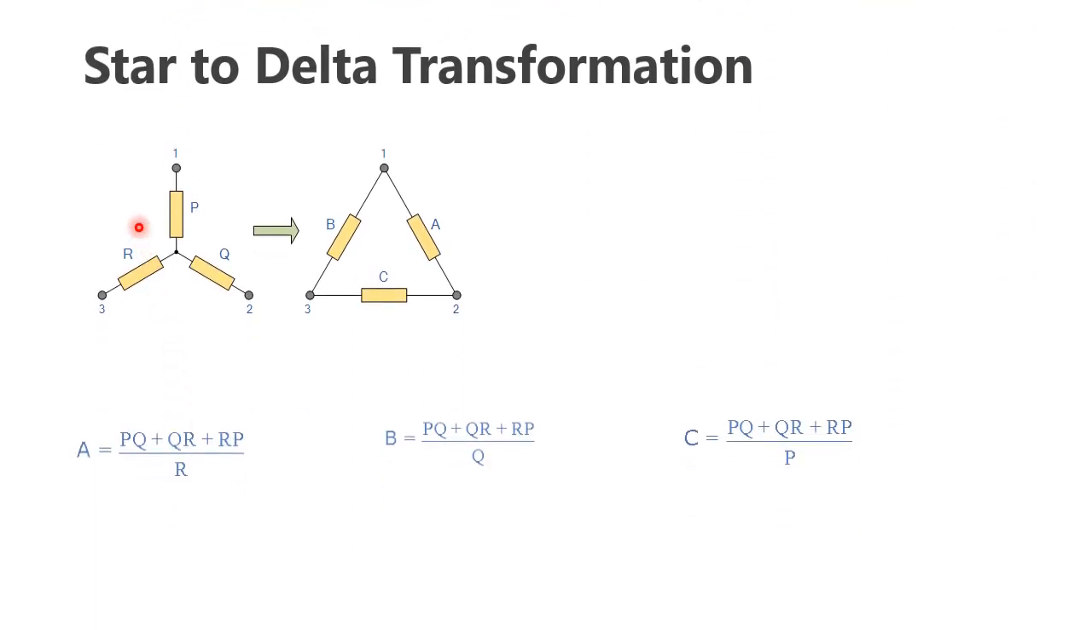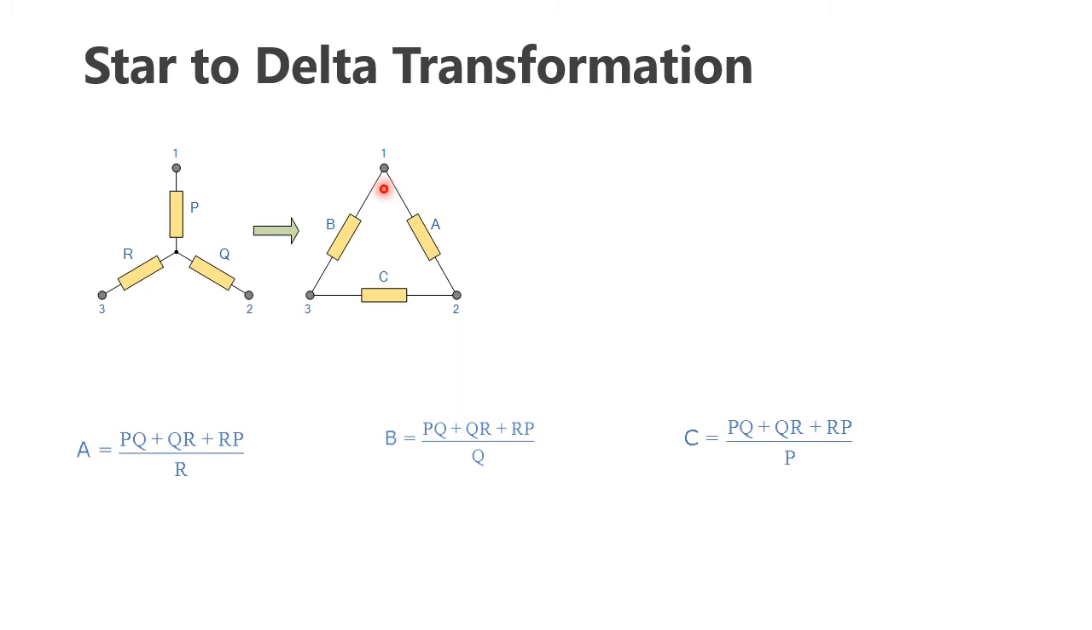Up to now we have learned about delta to star transformation, but now we are going to focus on star to delta transformation. Here is our star network and here is our delta network. By substituting the values for P, Q, R, we will get the value for A. By this equation we can get the value for B, and by this equation we can get the value for C. Then after we know the values of A, B, and C, we can substitute the equivalent resistors by the delta network and simply get the equivalent circuit.